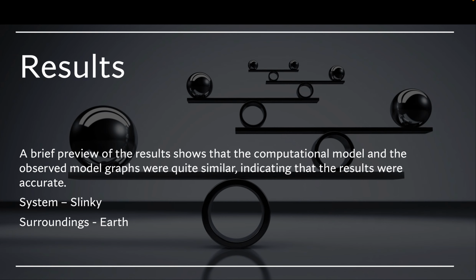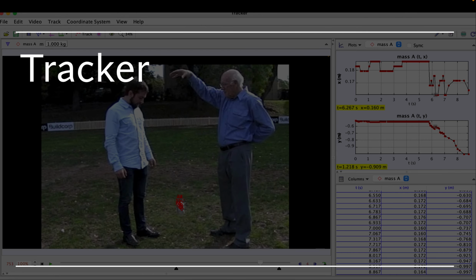Here's a brief preview of the results, where the computational model, which was made using ClosedScript, and the observed model, which was made using Tracker, were quite similar, indicating that the results were accurate. The system is the slinky and the surroundings is the earth. Here is the observed motion using Tracker. I gathered some data using it.